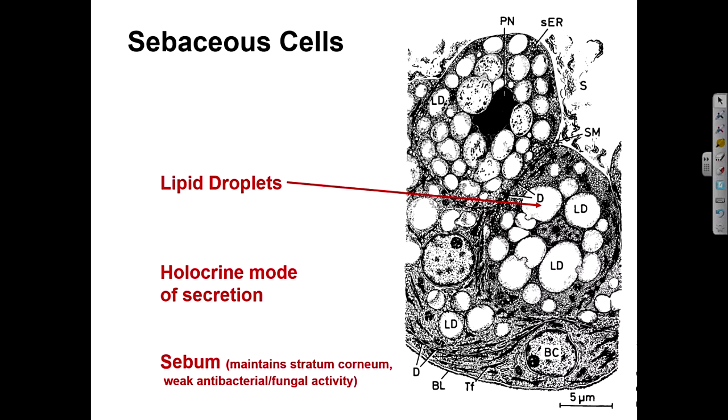So what does that mean? Holocrine means the entire cell ruptures and the nucleus as well as all the contents are discharged. So it's like suicide, right? Holocrine, whole cell ruptures and releases the sebum, which contains a lot of lipids, and this is thought to have an antibacterial and antifungal activity, and also acts as kind of giving another layer under the surface of the skin. Okay, so that was sebaceous glands.